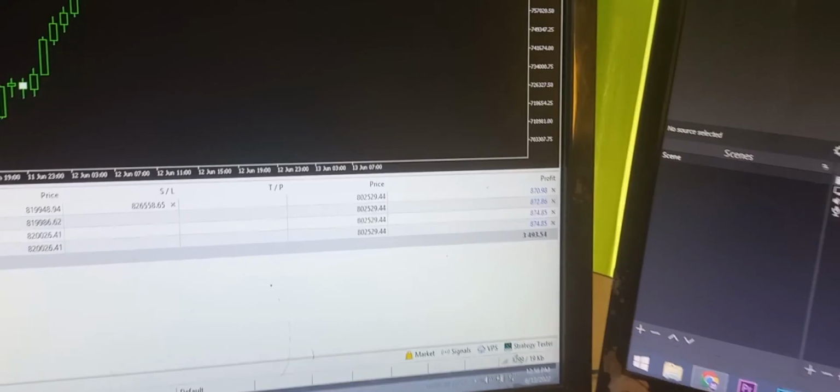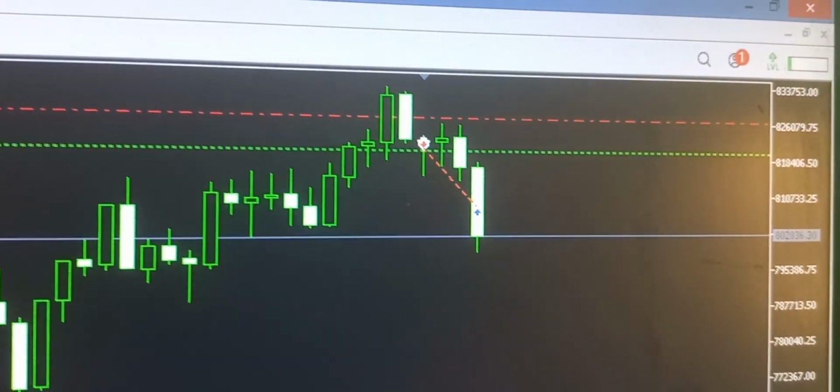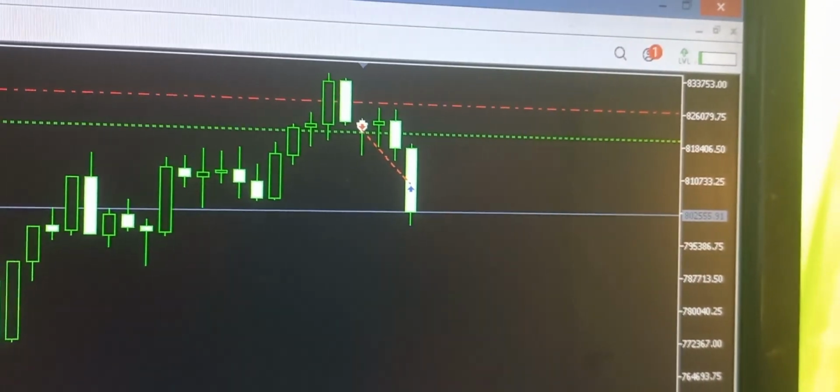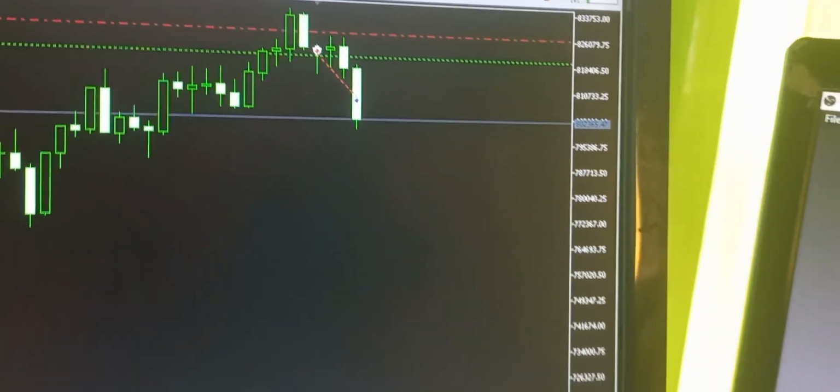Yo, gang, we are almost up 4,000 on this trade. I did show you guys this breakdown in that video, showing you this strategy that you guys can basically take advantage of, guys. So let's get it, gang. I hope you guys can see what I mean about this reversal strategy.